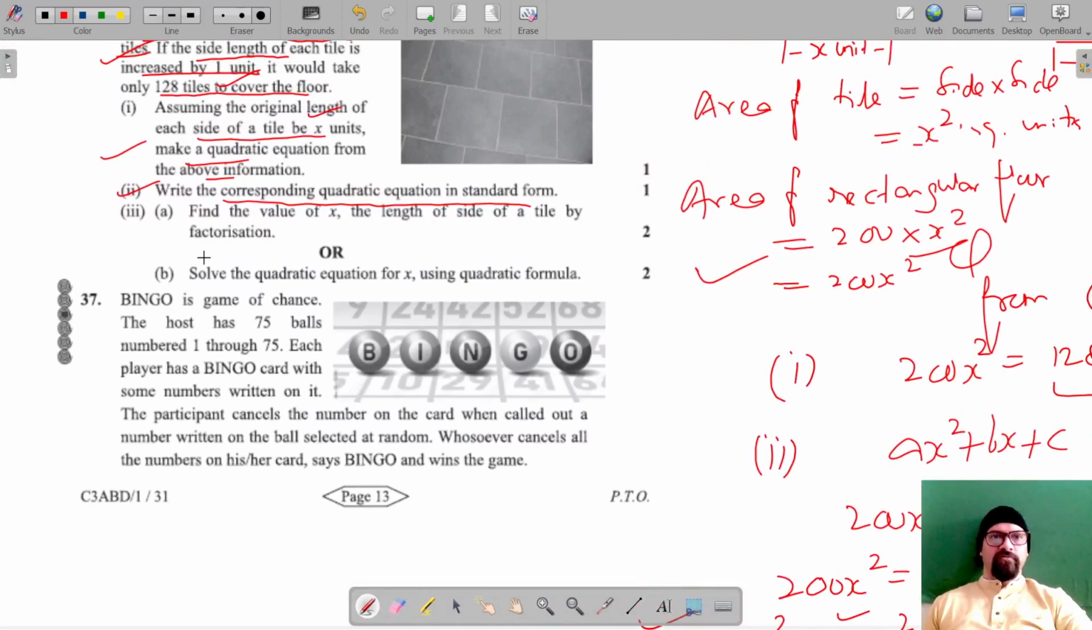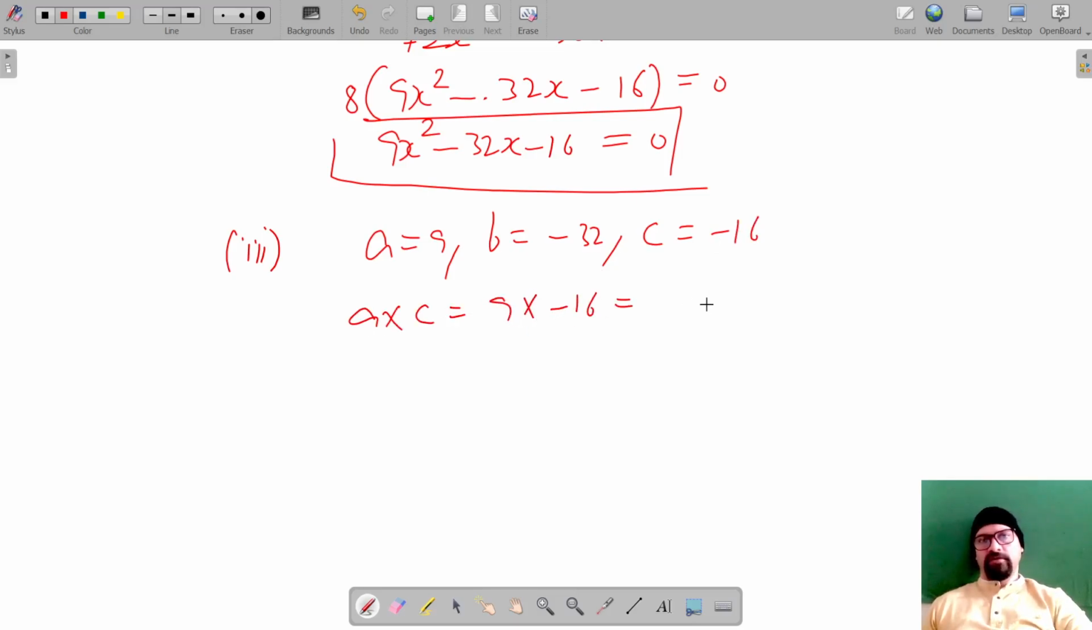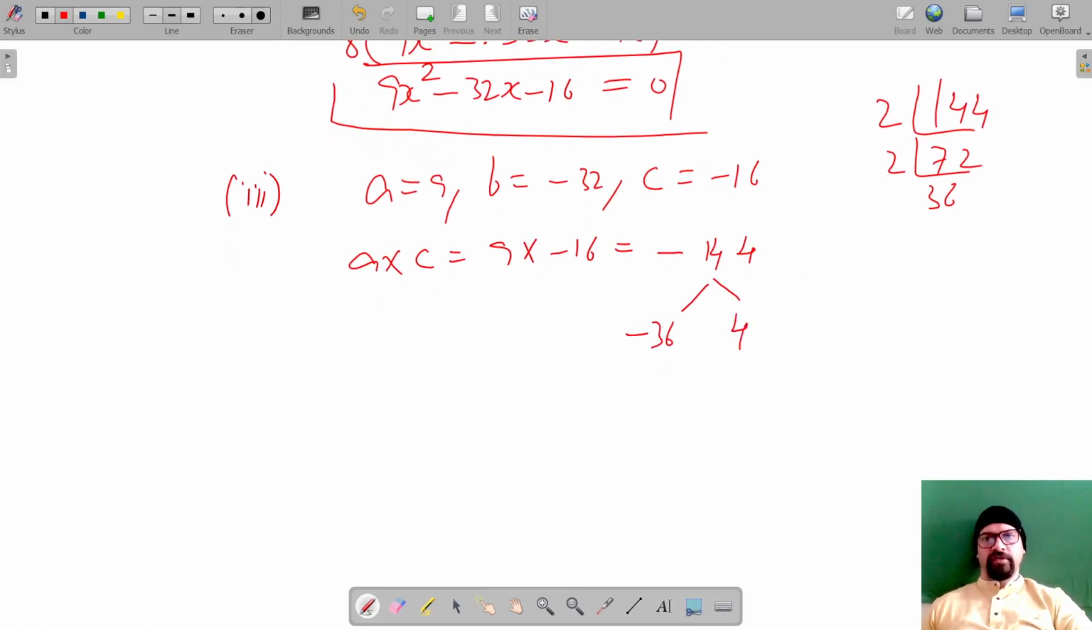Okay, moving on to the third one, we have to find the value of x, that is the length of the side of the tile, using the factorization method. So we are going to solve this using the factorization method. For this, a is 9, the coefficient of x squared, b is minus 32, and c is minus 16. So a into c is 9 into minus 16, which is minus 144. And the factors of 144, for which the product is minus 144 and the sum should be minus 32, are minus 36 and 4.